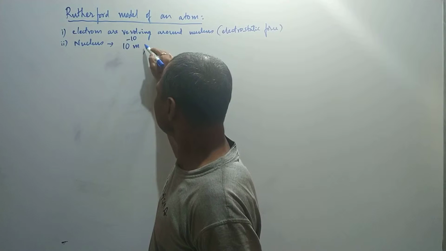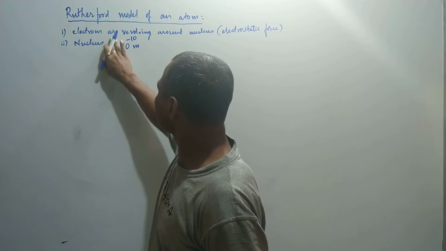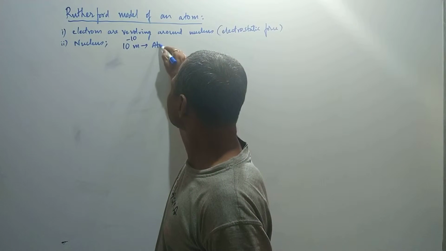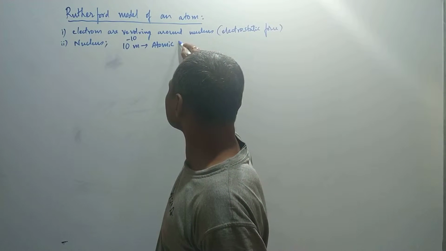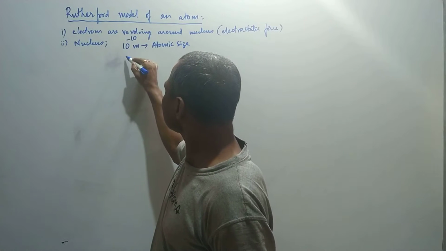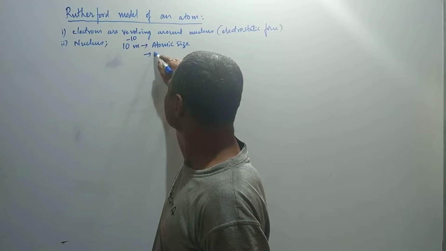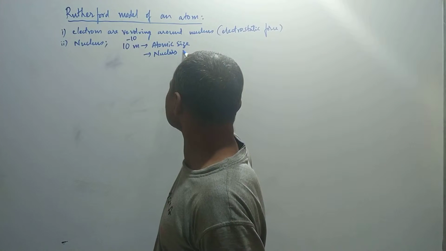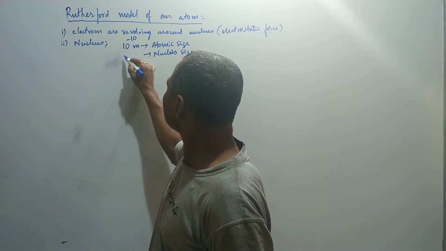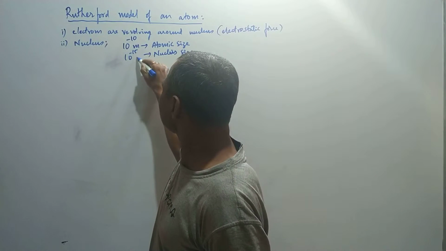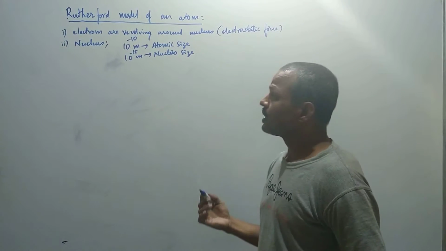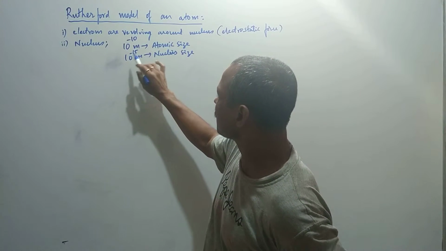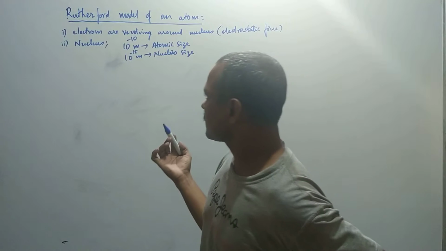This is the atomic size. Then the nucleus size, he considered 10 to the power minus 15 meter. That means the size of the nucleus is very small, much smaller than the atomic size.